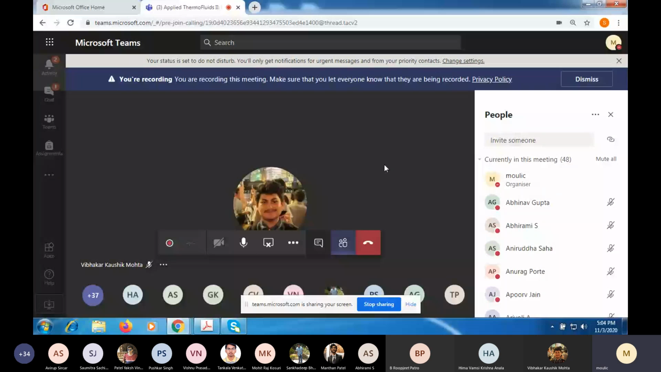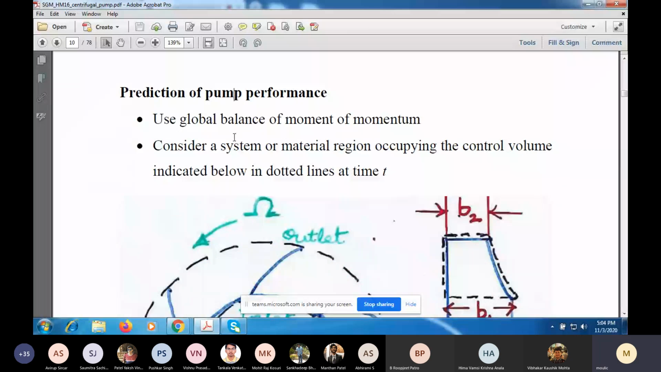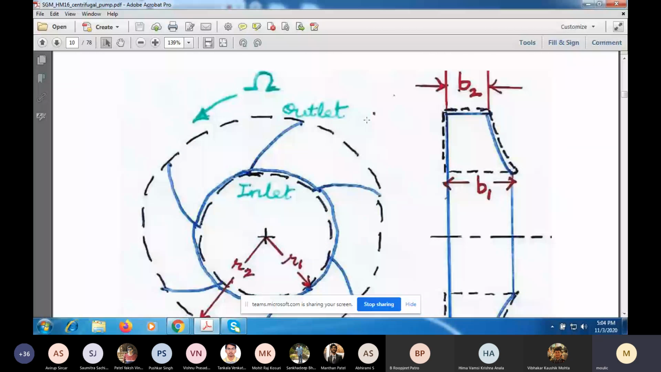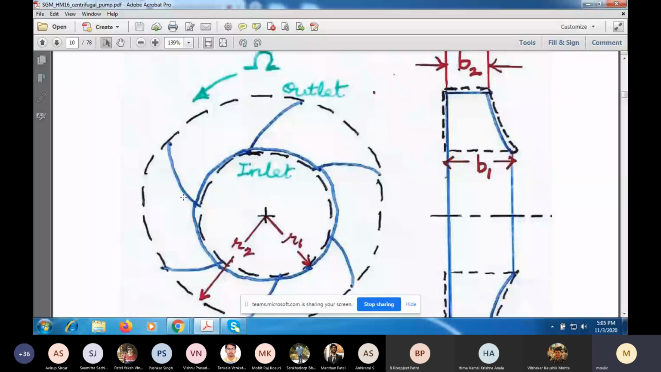All right, so let us start. Last time we had started an analysis which will predict the performance of the pump. And this again is a simple inviscid analysis, but now we will use global balance of angular momentum. So we'll consider the momentum about the axis of rotation of the impeller, which is indicated in this figure by this plus sign here. Okay.